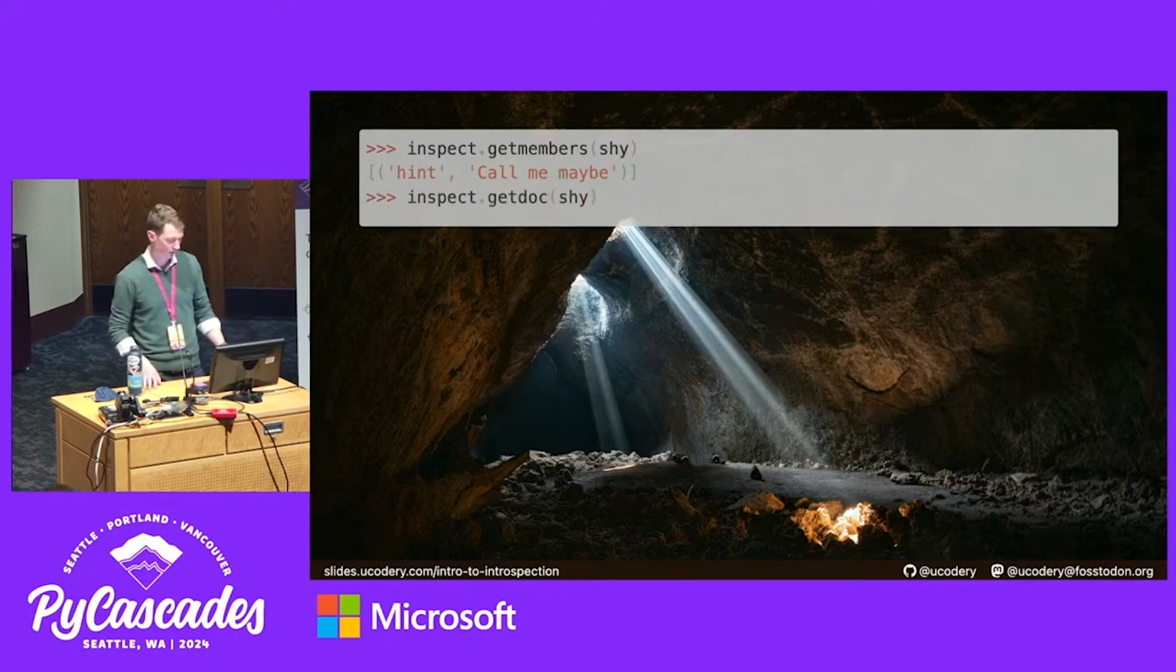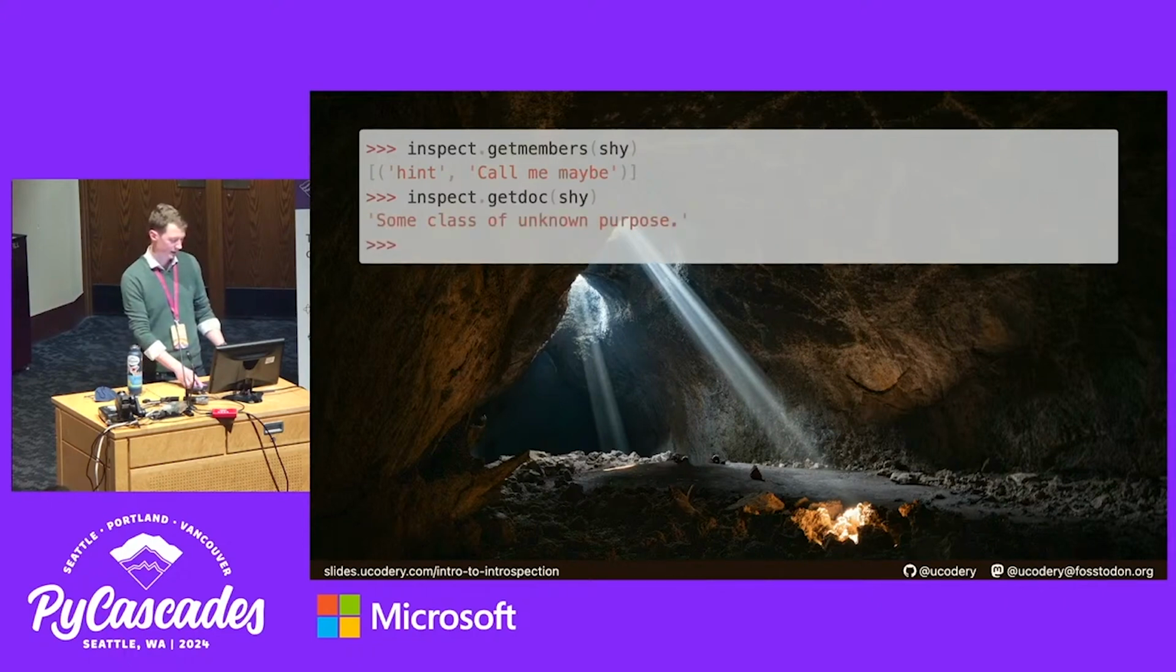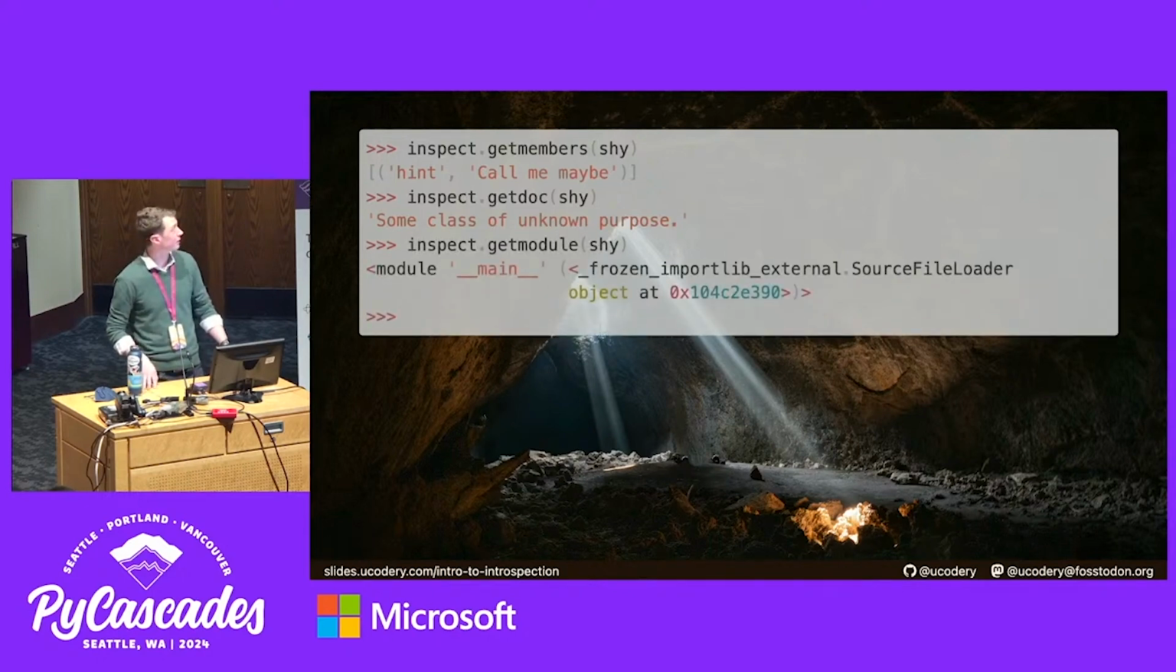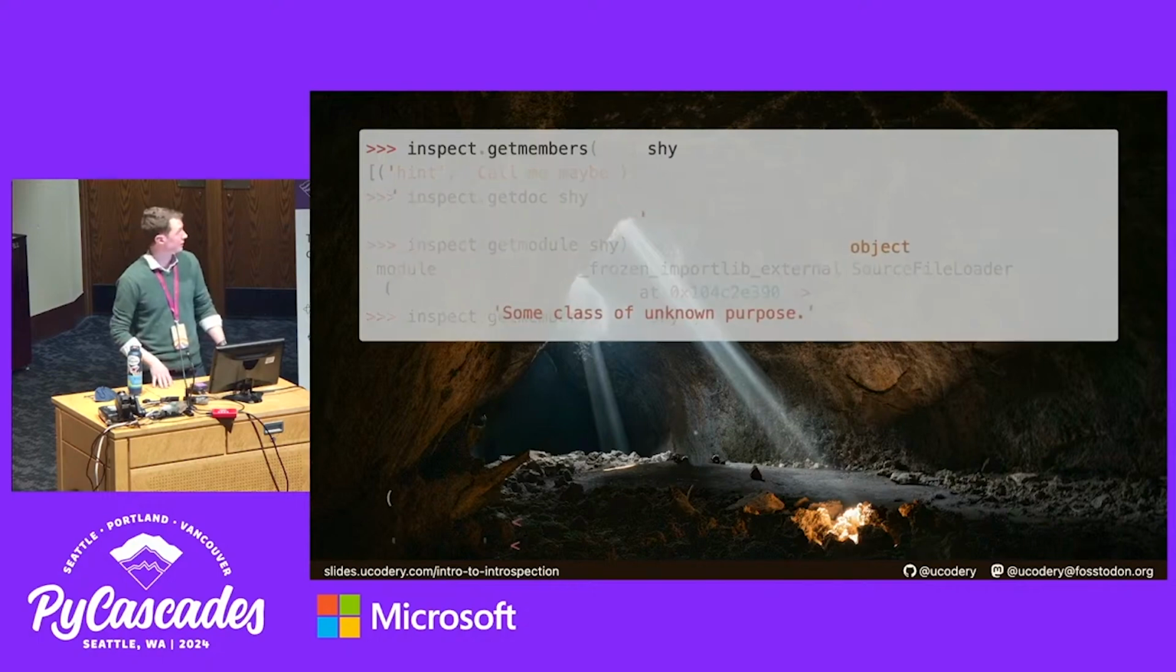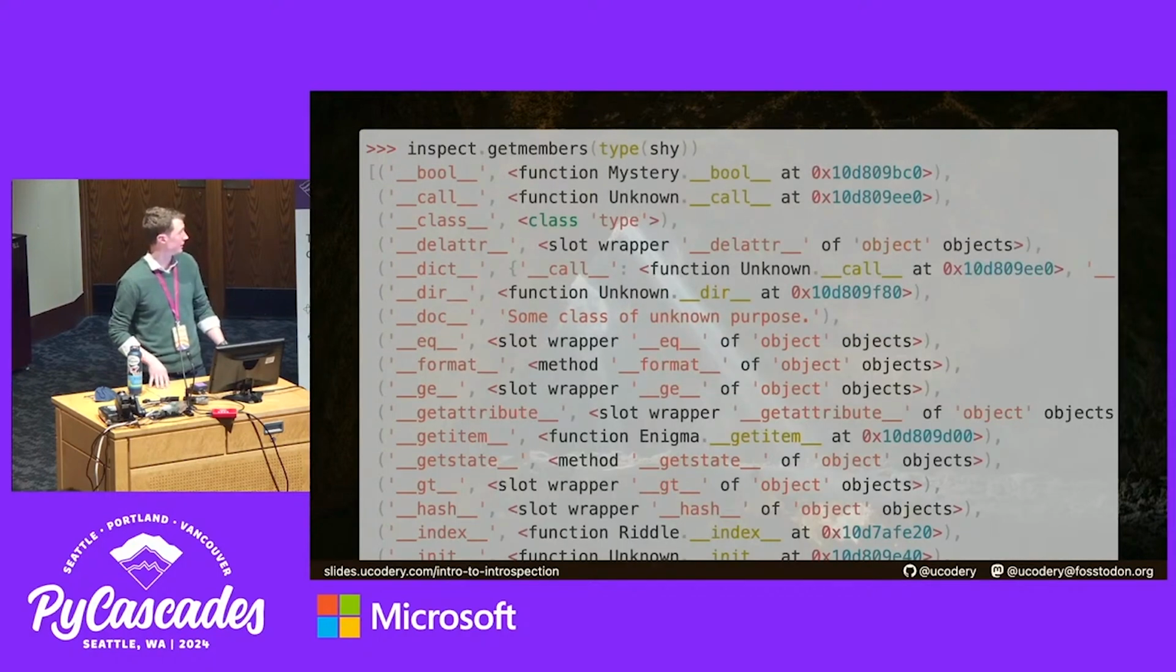We can ask for its doc string. We can ask what module defined this class. Maybe unsurprisingly, since shy was a local, its class was defined in the local module. But shy isn't just an instance, it also contains all the information that was in that lineage of classes. So if we ask what are the members of its inheritance that inherits from those classes, we get this actually very long list. It goes on for a couple pages, sorry. But this is everything that shy has access to because it is a member of these classes.